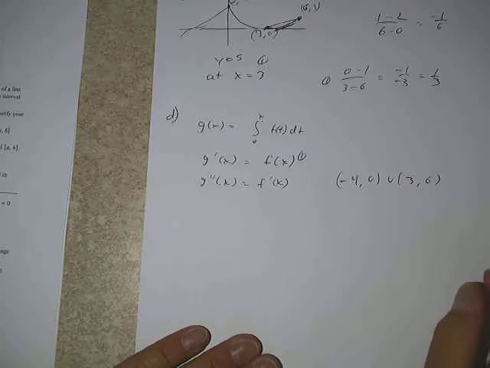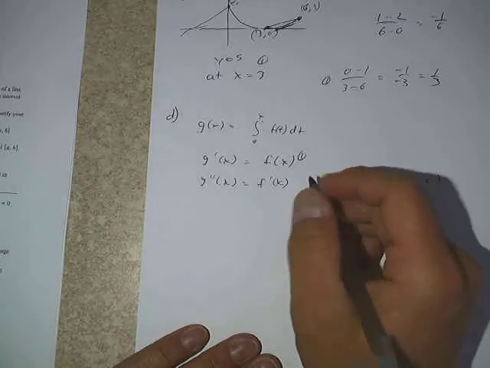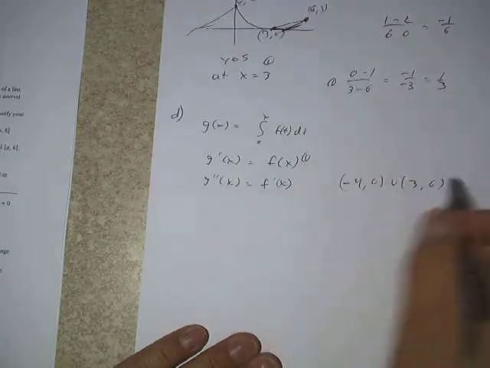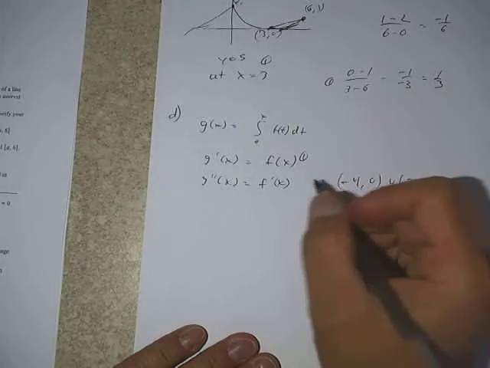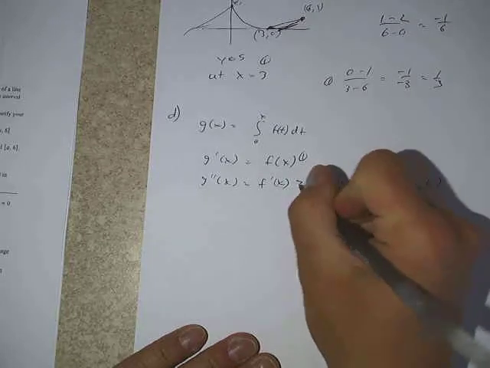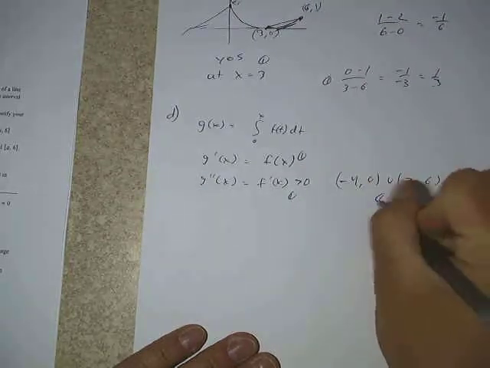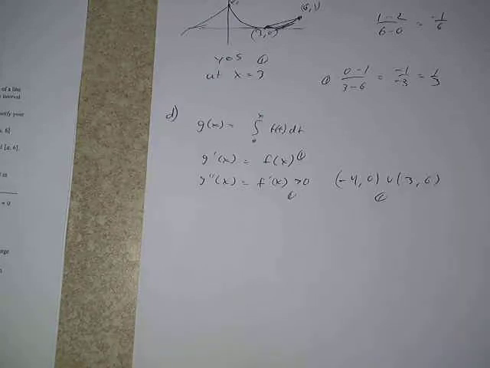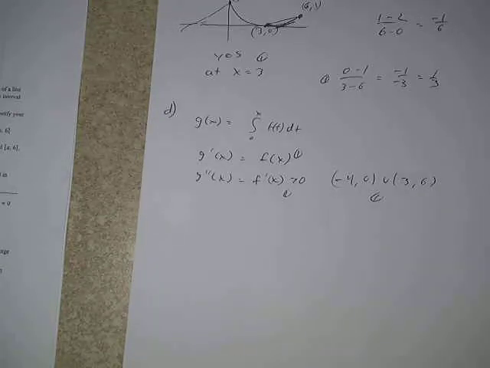So ultimately, the derivative of this is just f itself. The second derivative would be f prime. And if it's concave up, what would have to be the case with g double prime? It has to be positive. So we want f prime to be positive. Keep in mind we're looking at a picture of f. So if we want f prime to be positive, wouldn't that be here and here, those two spots? So concave up on negative 4 to 0, and also from 3 to 6.